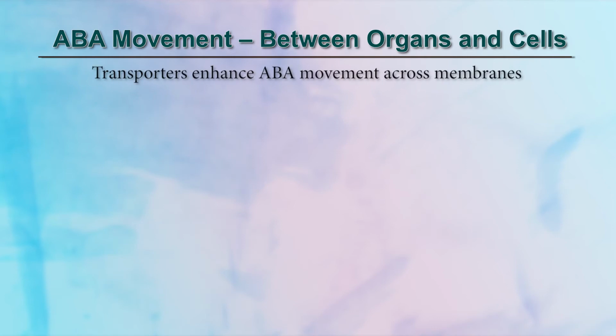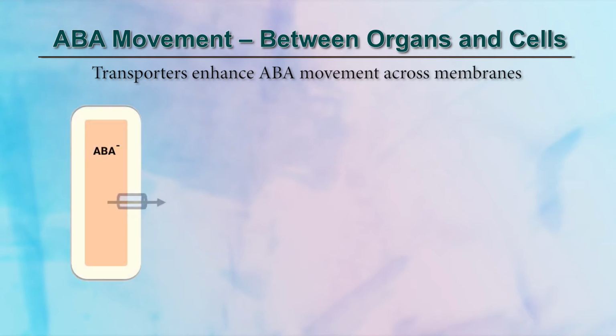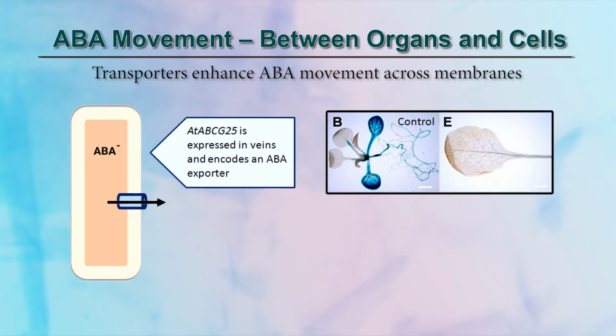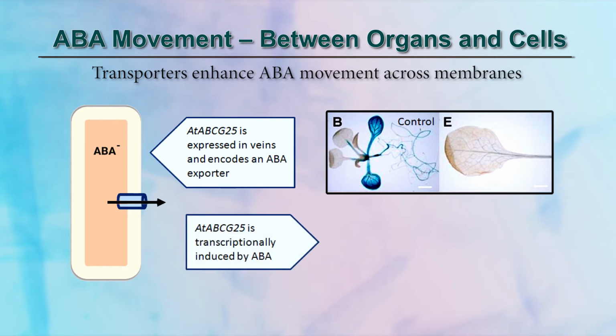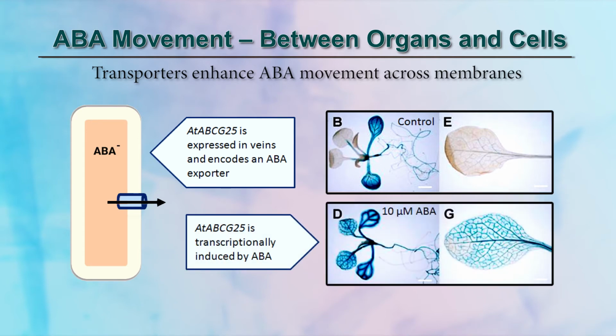The transport of ABA is highly enhanced by different types of transporters. For example, there is a particular ABA exporter which is transcriptionally induced in presence of ABA. In this reporter gene system, the promoter of the transporter is fused with GUS reporter gene, and we can clearly see that in presence of ABA, the exporter is highly expressed.